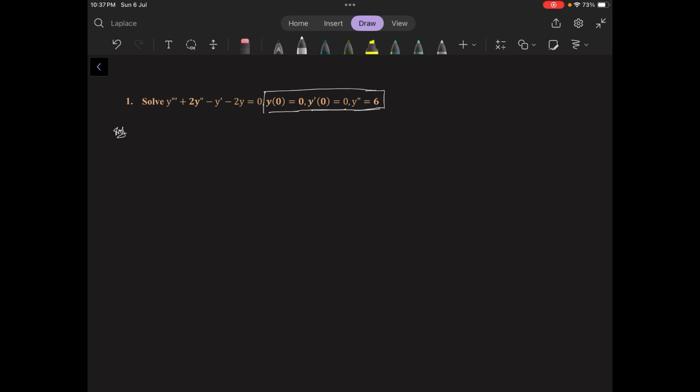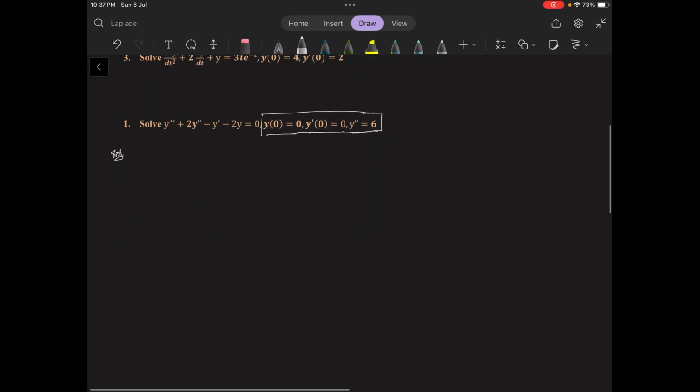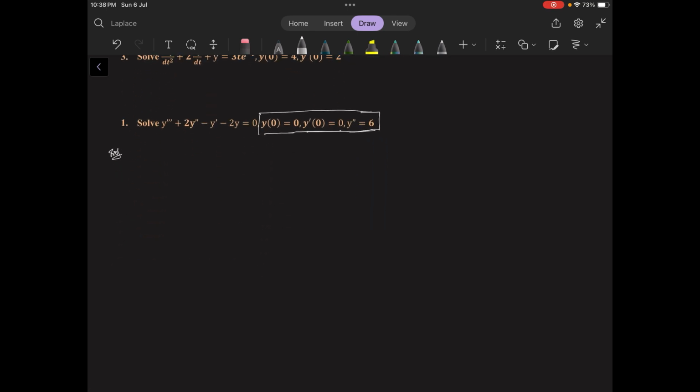Now I am going to use some terminology here. Instead of using L of f of t, I am going to use y bar of s, because I am considering y is equal to f of x or f of t. So instead of using the terminology f of t, I am going to use this term when applying Laplace. Making this as a note, I am going to continue with the problem.